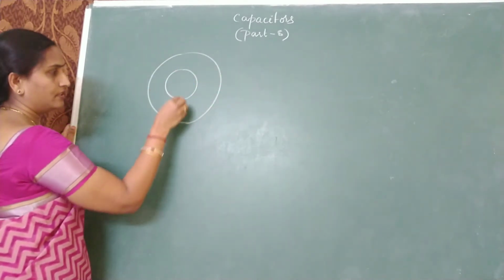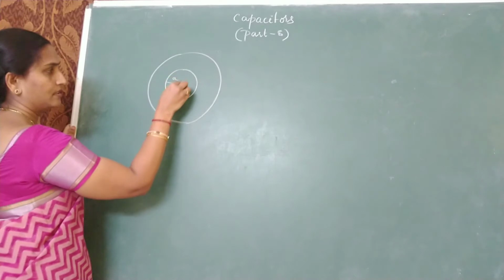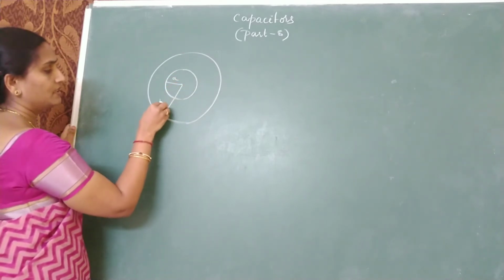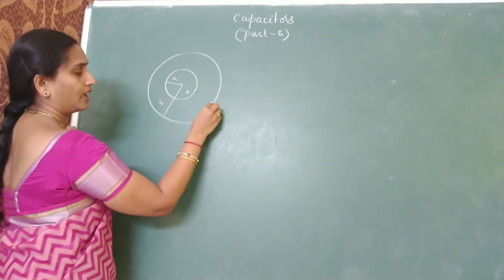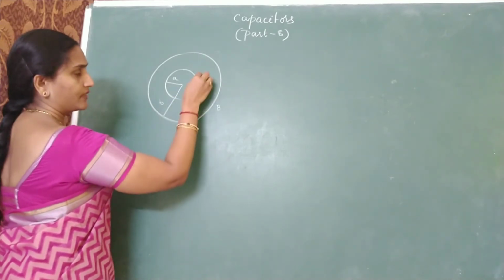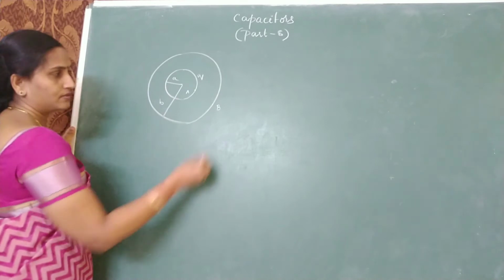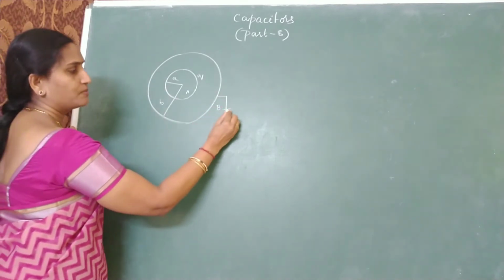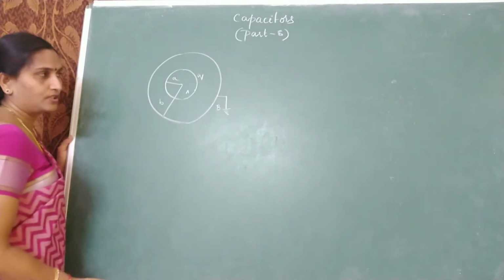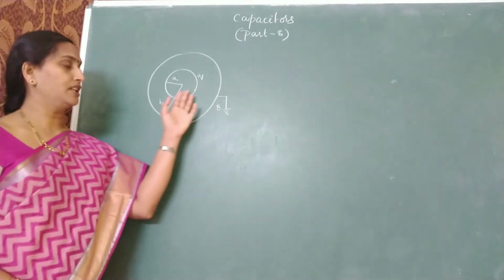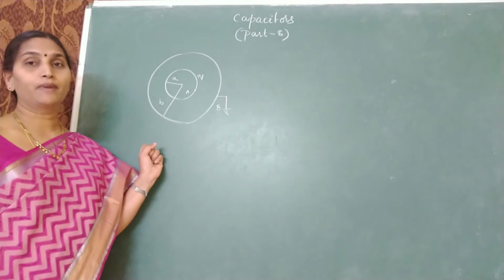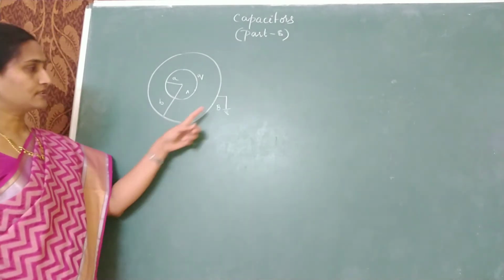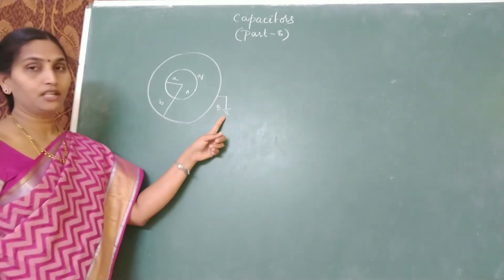with inner radius A, outer radius B. Find the capacitance between A and B if the inner shell is given a charge Q and the outer surface is being earthed. So in the previous case we just connected a battery between A and B and we got the answer 4 pi epsilon naught AB by B minus A. But here it is given that the surface B is being earthed.